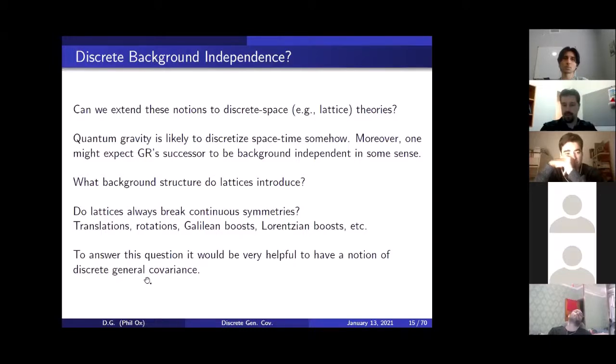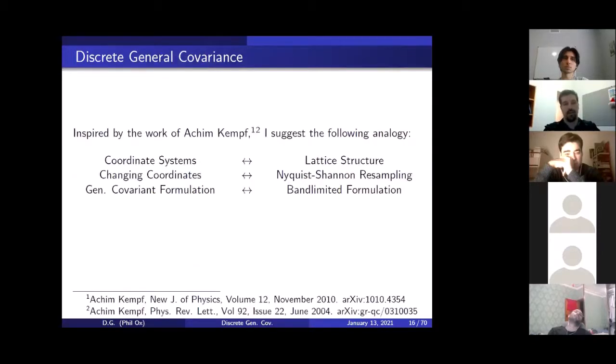So general covariance was writing things in a coordinate independent way. And remember, that exposes background structure and helps us think about symmetries. It doesn't guarantee high symmetry, it doesn't guarantee background independence or whatever, but it helps us reformulate things in a way that exposes all of that more clearly. And so that's what I'm going to be claiming in this talk, that we have a good discrete version of general covariance. It's mostly inspired by the work of Achim Kempf from Waterloo.